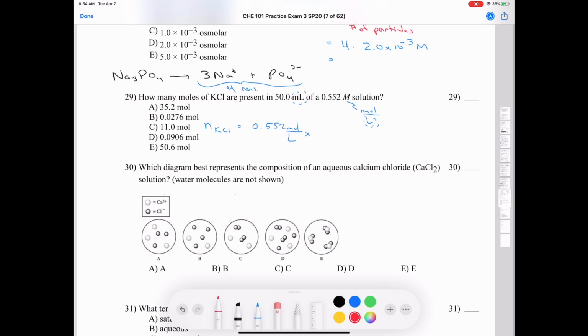I've already gone ahead and converted that into liters, so you just divide it by 1,000 and you get 0.0500 liters. So we'll plug that in, 0.0500 liters, kind of running out of space here. So you can see that the units for volume cancel out, and I end up with the number of moles of potassium chloride being equal to 0.0276 moles.